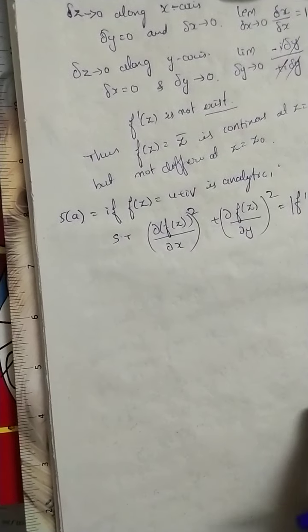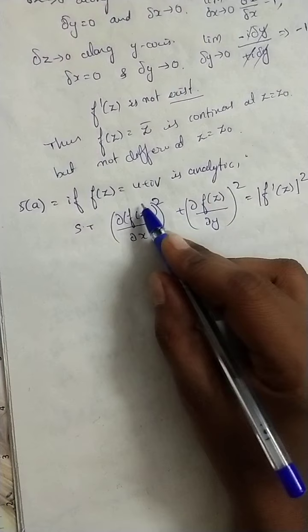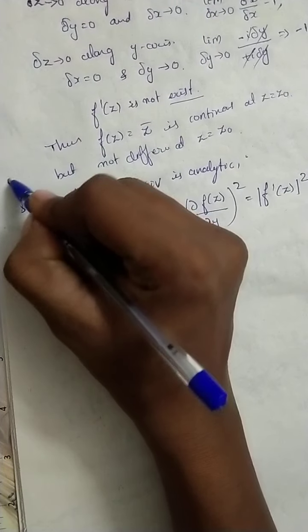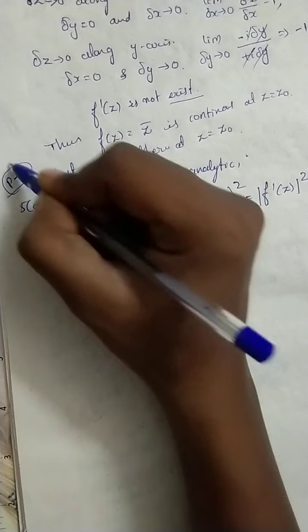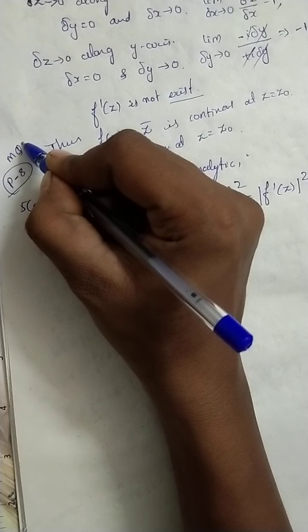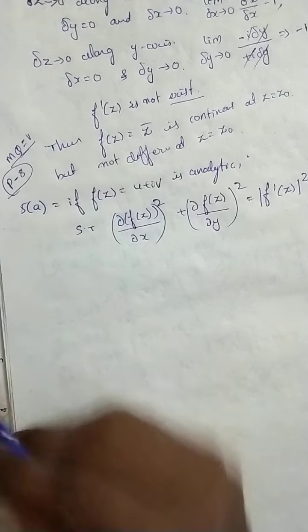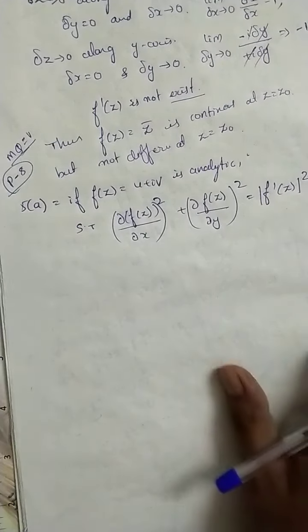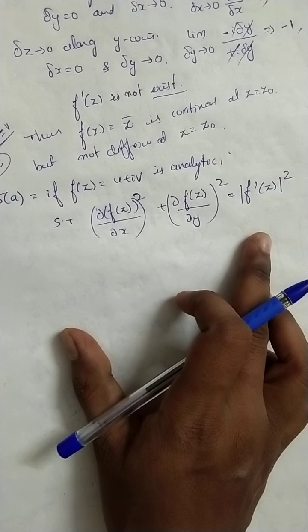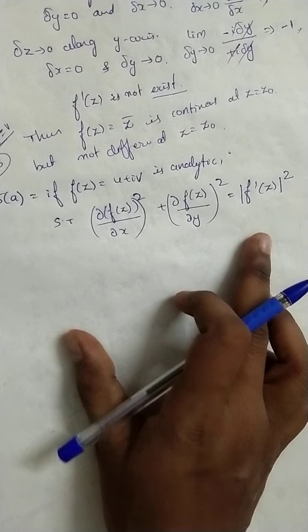To the next question. If f of z is equal to u plus iv is analytic. This is the paper 8 model question paper 1. Okay, so 5a we are solving. We have solved already previous problems. You can check the previous videos.